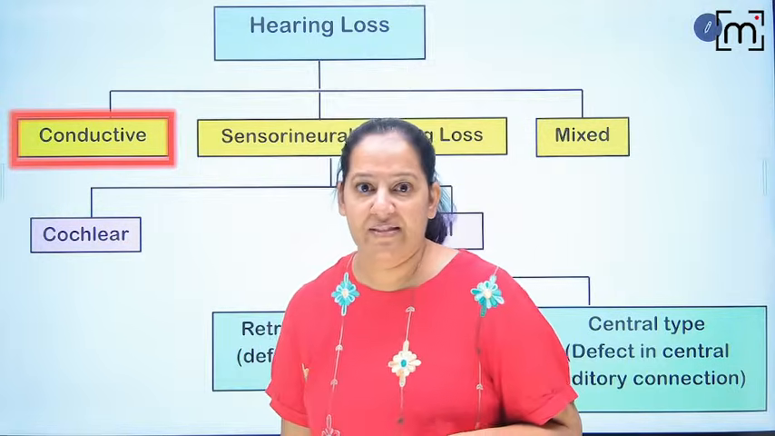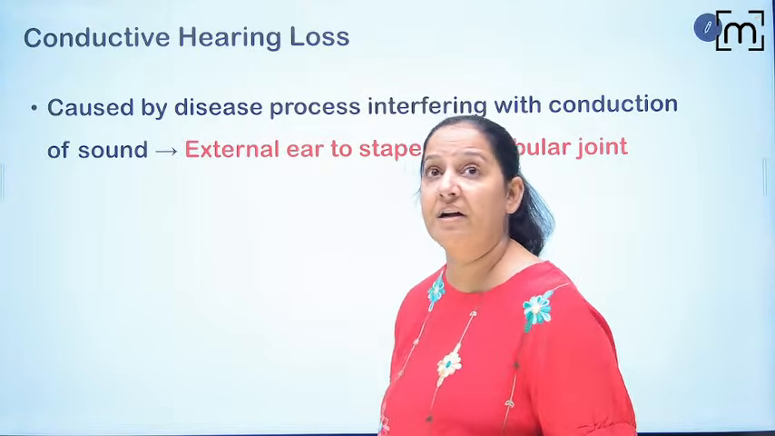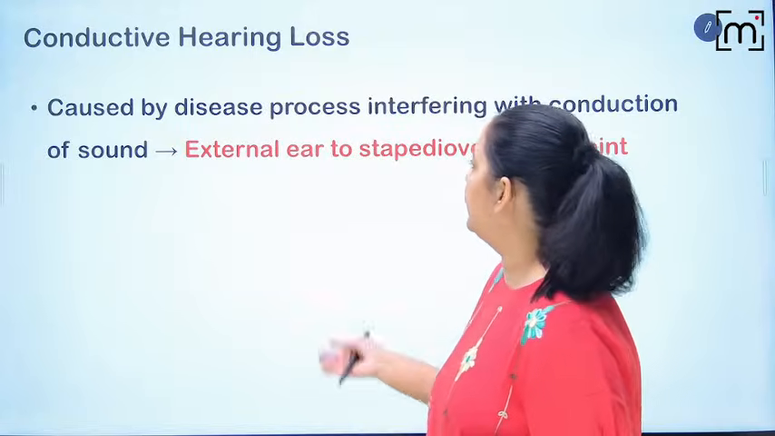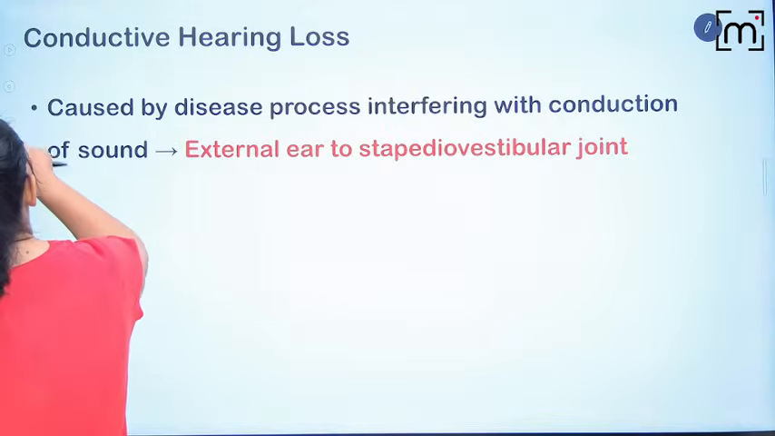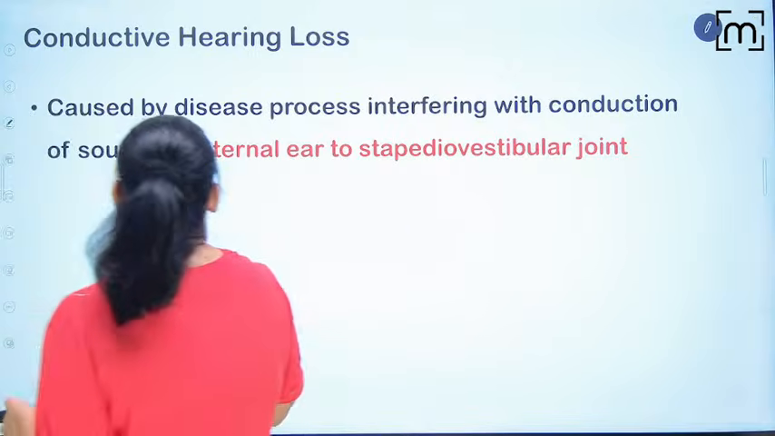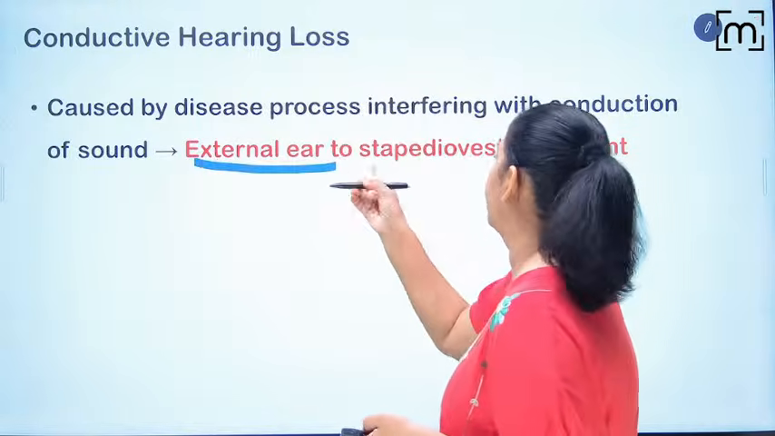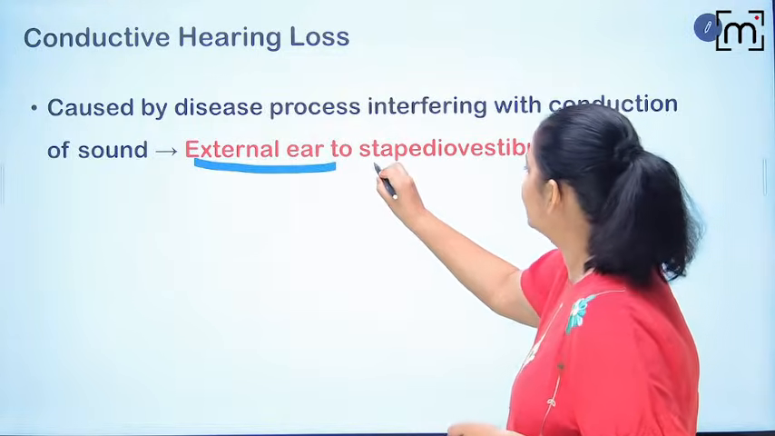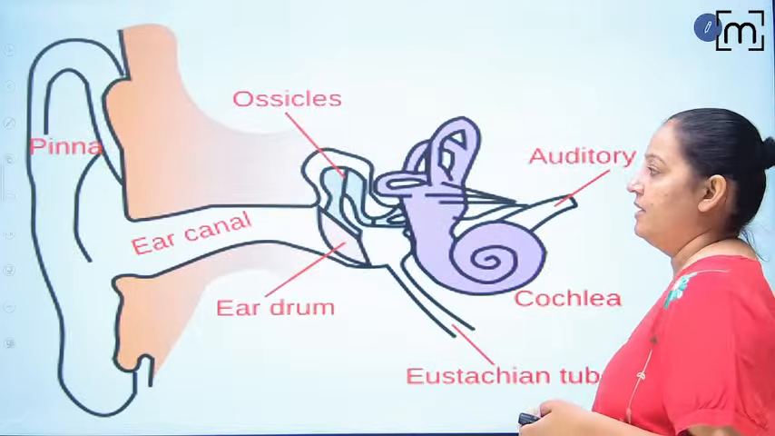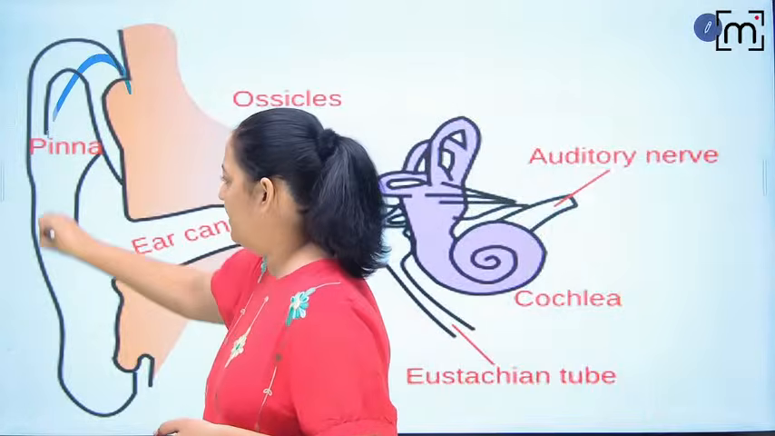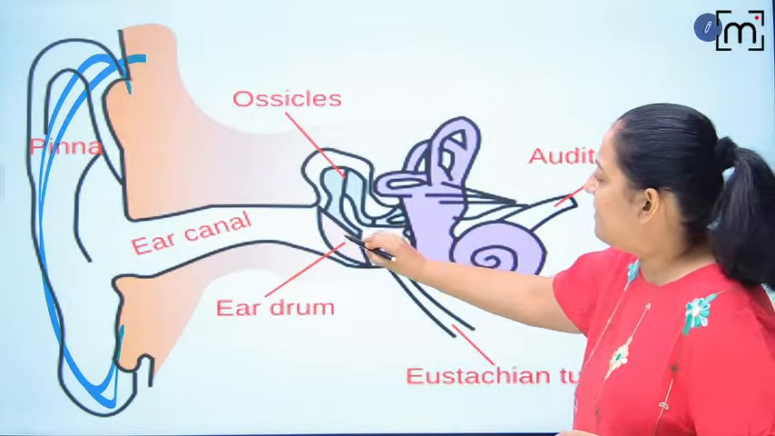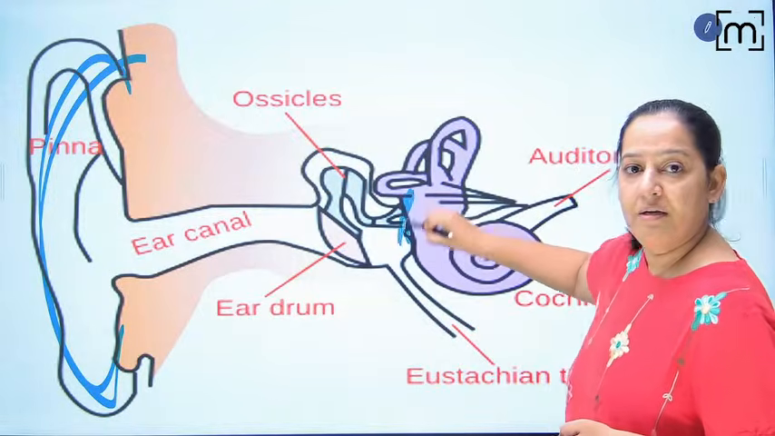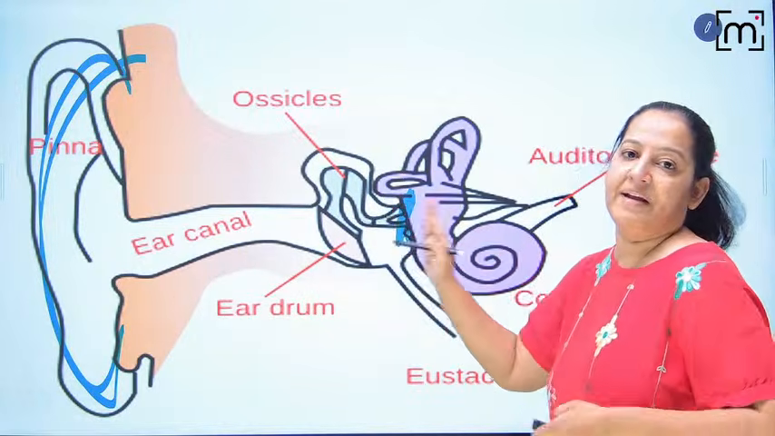What is conductive deafness? What do you mean by conductive hearing loss? Conductive deafness is caused by disease anywhere from the external ear, that is the pinna, till the stapediovestibular joint. I mean from the pinna till the middle ear, that is the external ear and middle ear.